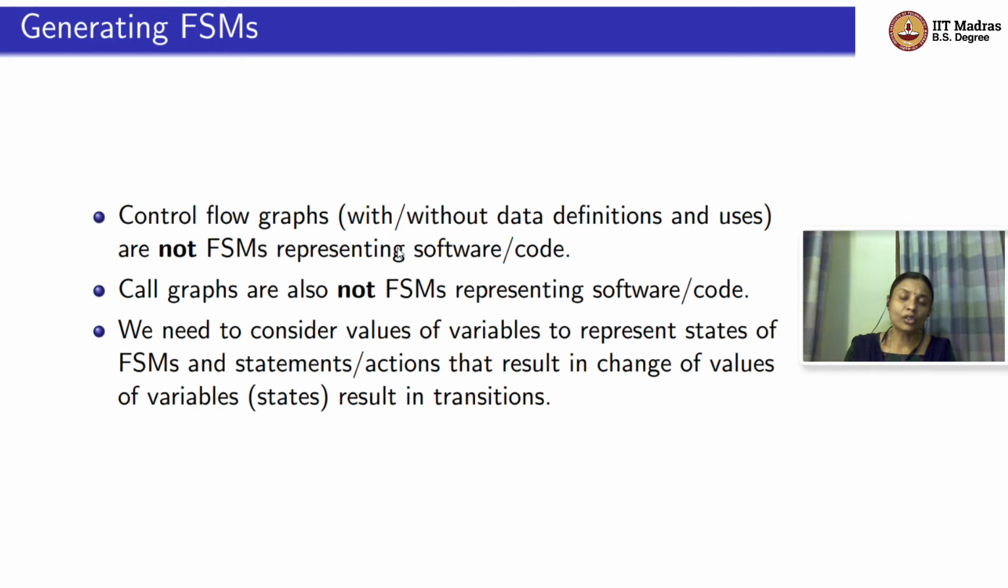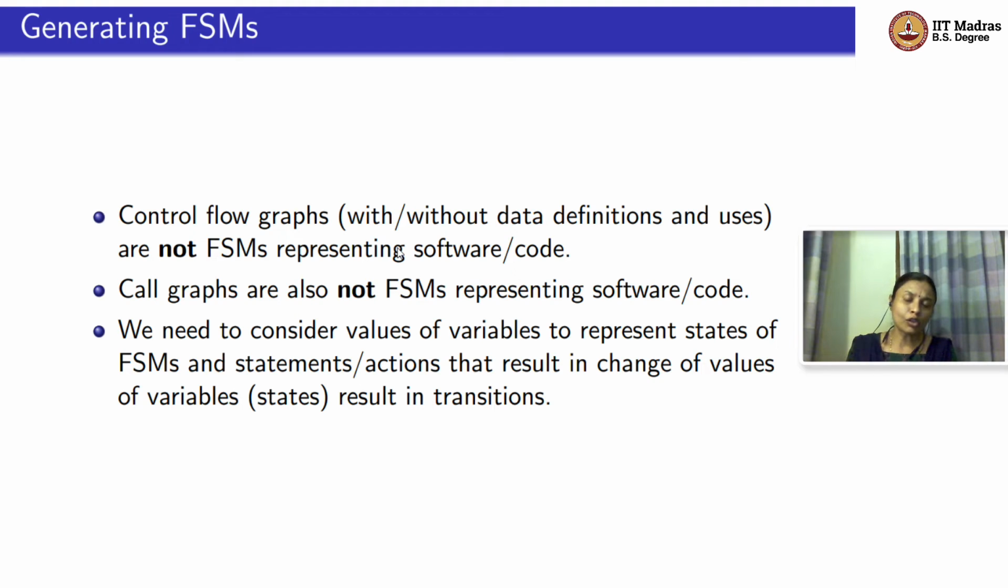For example, it's wrong to take a control flow graph, with or without definitions and uses of data variables, and call it a finite state machine. They are not finite state machines representing the behavior of code, a method, or any piece of software. Similarly, call graphs or data flow graphs, that is control flow graphs plus definitions and uses of variables, are also not finite state machines representing the behavior of code or any piece of software.